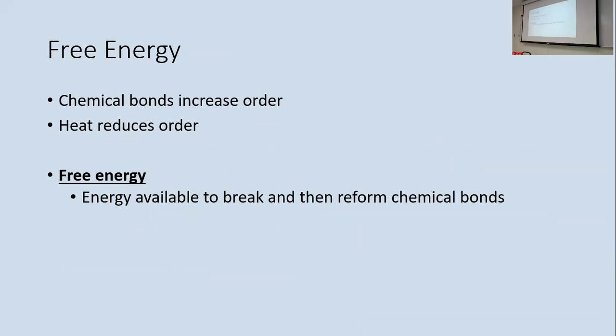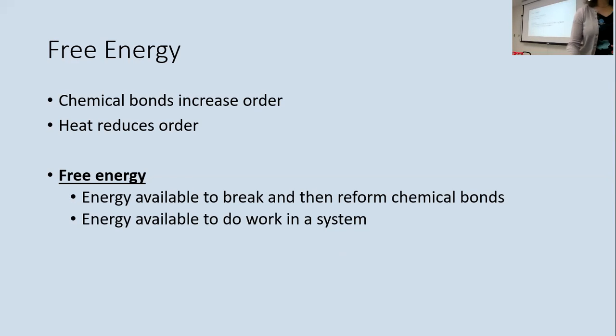Another concept we want to pick up is this idea of free energy. So free energy is just the energy available to do work, to break and reform chemical bonds for our purposes, right? Chemical bonds increase order, right? The more energy we store in bonds, we're making an ordered system. Adding heat, breaking bonds reduces order. Free energy is whatever energy is available to break and reform bonds, right? To store energy as potential energy and to break a bond and release energy as kinetic energy, most likely.